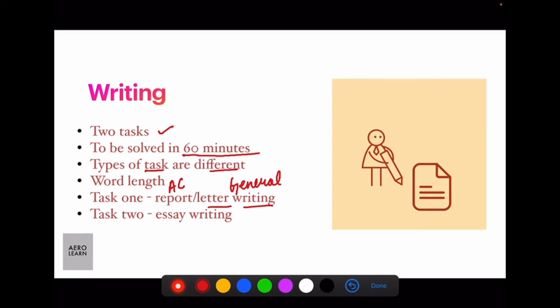The word limit for letter writing, or task 1, is 150; you have to write at least 150 words to get your desired score. If you write less than that, there can be a deduction. Task 2 is essay writing. This task is the same for both academic and general IELTS. Here you have to write an essay of around 250 words as per the instructions, and if you write less than 250 there can be a small deduction as well. So overall there are 2 tasks which need to be completed in 60 minutes.